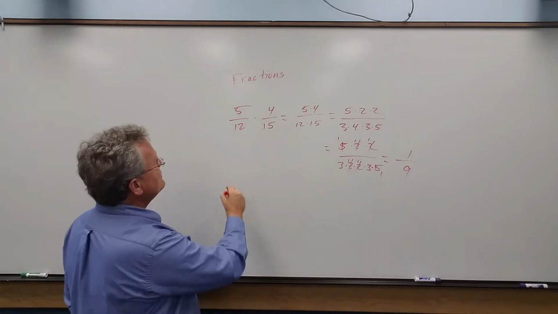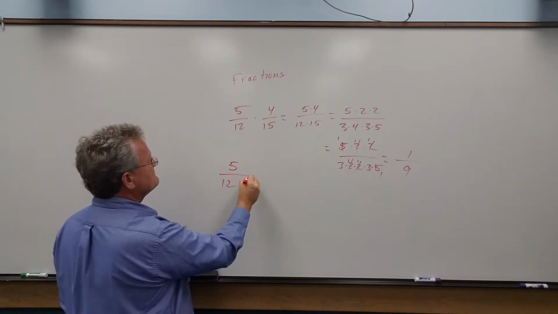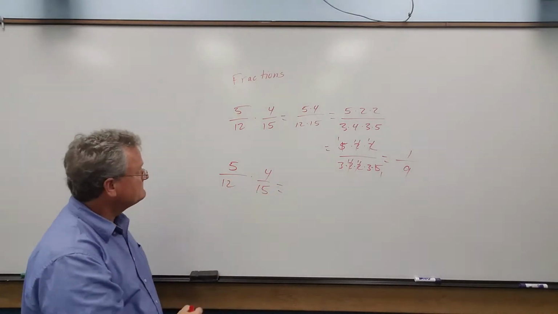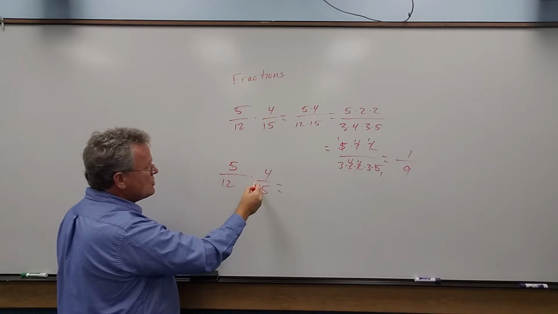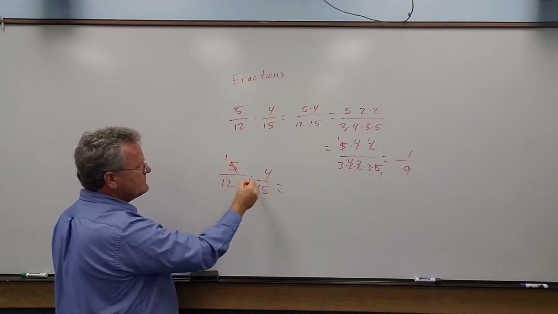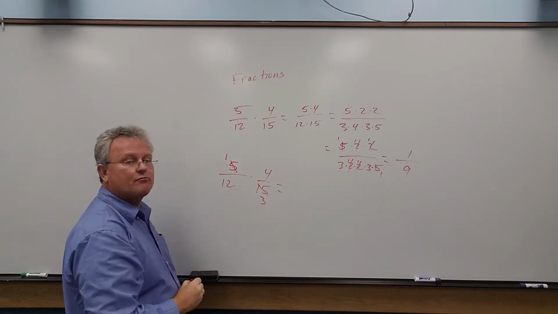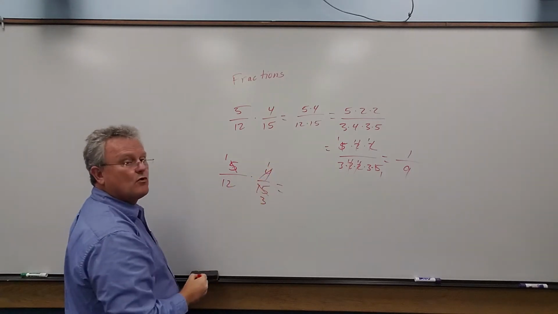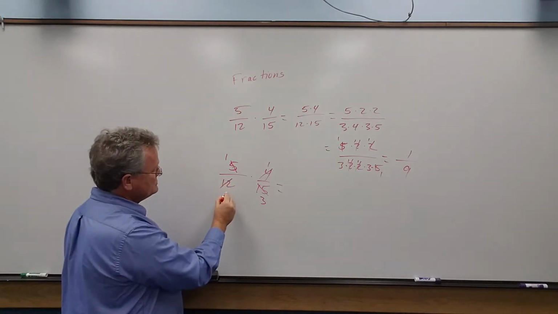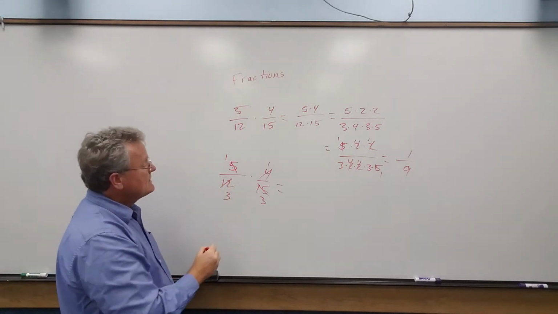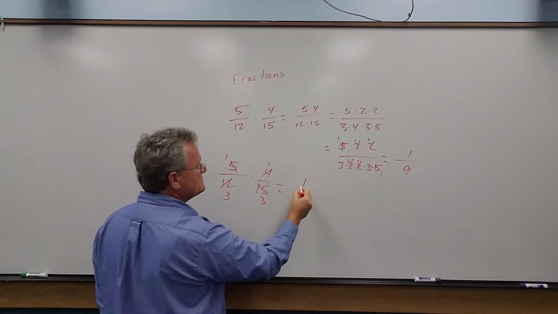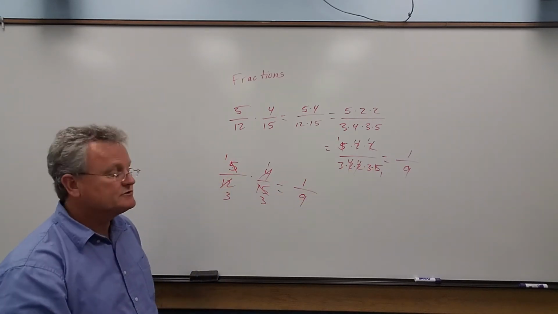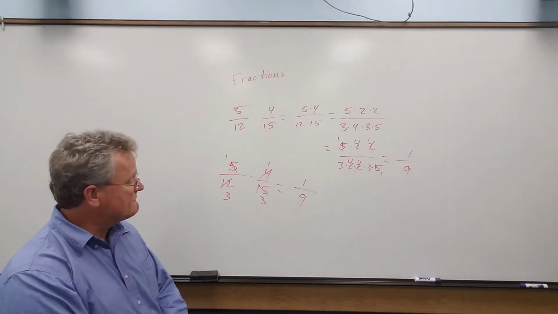Now, a quicker way we could have done this is to cross cancel. 5 goes into 5 one time, and 5 goes into 15 3 times. Similarly, 4 goes into 4 one time, 4 goes into 12 3 times. Now we multiply. 1 times 1 is 1, 3 times 3 is 9, and we get the same answer. This is a little quicker, a little more efficient.